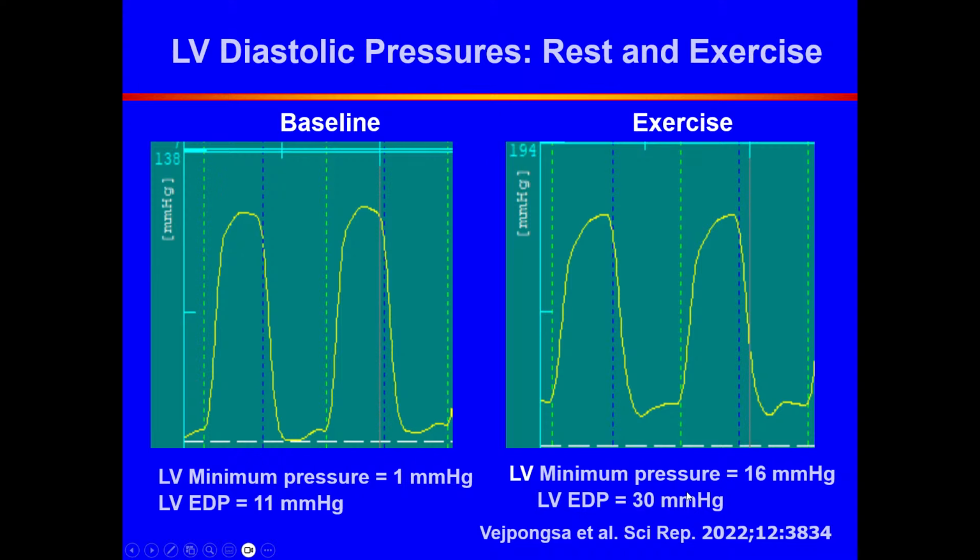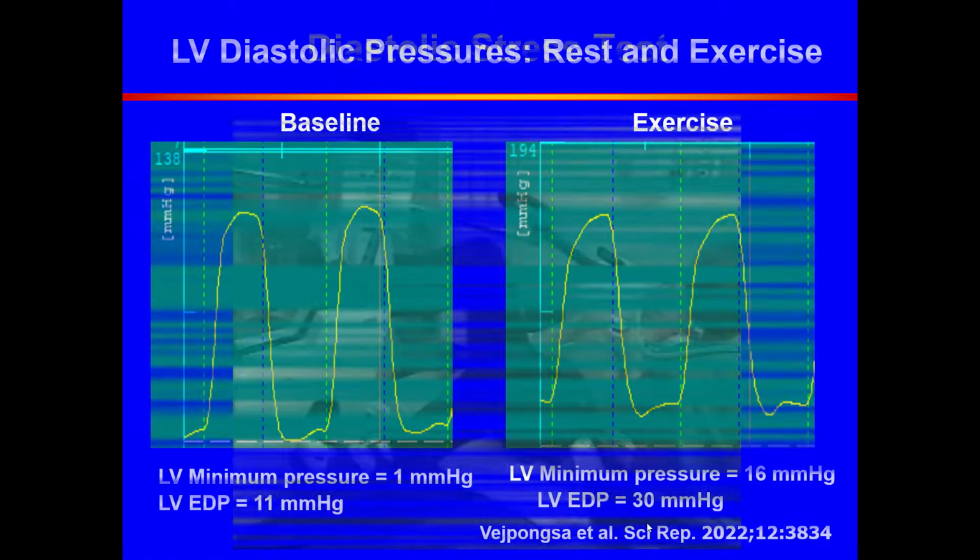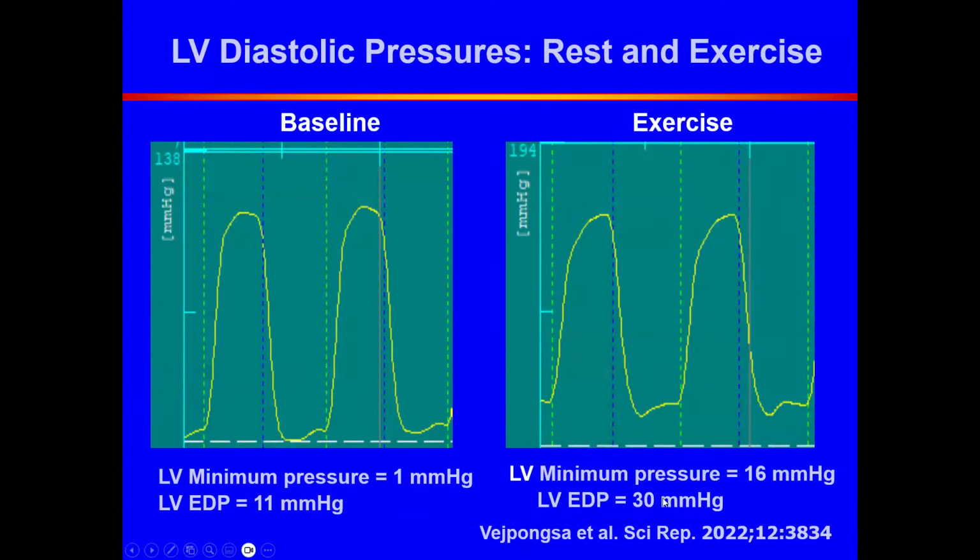The green line marks end diastole, the blue marks end systole, and notice the EDP now is 16. The minimum pressure is 16 and the EDP is 30 millimeters of mercury. This patient couldn't engage much and had to stop exercise. So that's someone with heart failure with preserved EF.